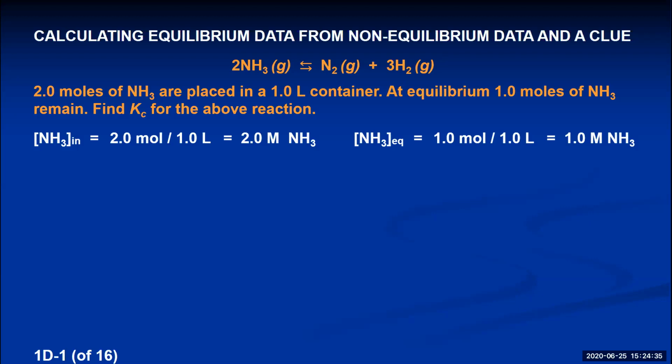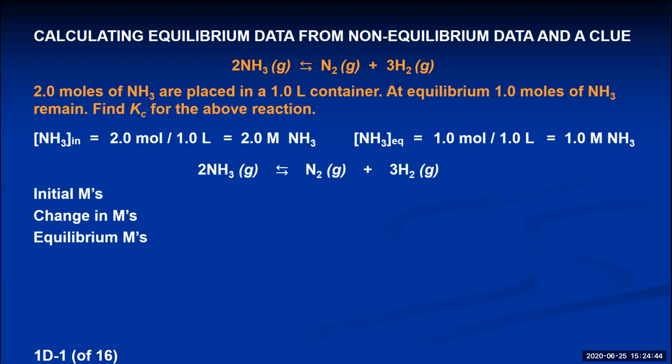So now that we have the data in the proper units, we can set up an ICE table in terms of initial, change, and final molarities. Here's our equilibrium reaction. The initial molarity in the container was 2.0 for the ammonia, and nothing else was in the container, so the nitrogen and the hydrogen are both zeros. Because there are no products, the spontaneous reaction has to be the forward reaction. So the ammonia is going to react away, and 2x of it's going to react away. We're going to form 1x of nitrogen, 3x of hydrogen, and adding the columns, the equilibrium molarities of the ammonia will be 2.0 minus 2x, the nitrogen will be x, and the hydrogen will be 3x.